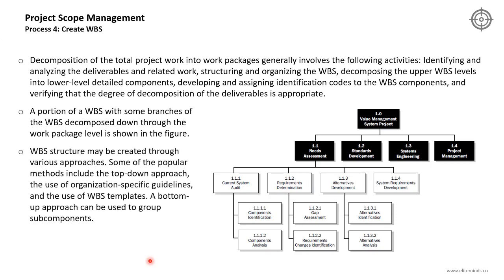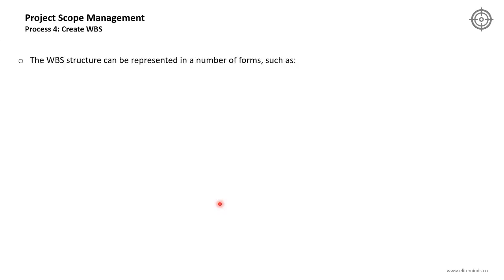The WBS structure may be created through various approaches. Some of the popular methods include the top-down approach, where you start from the top and move down, the use of organization-specific guidelines, and the use of the WBS templates within the organizational process assets. A bottom-up approach can be used to group the sub-components. So you can use either a top-down approach or a bottom-up approach.